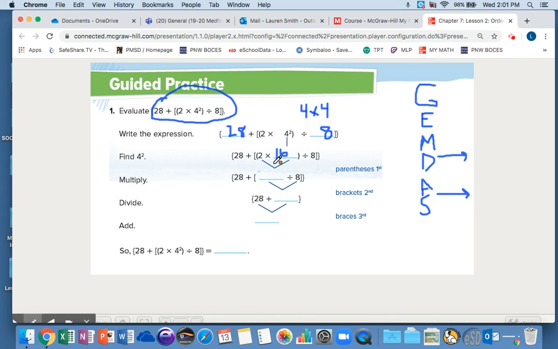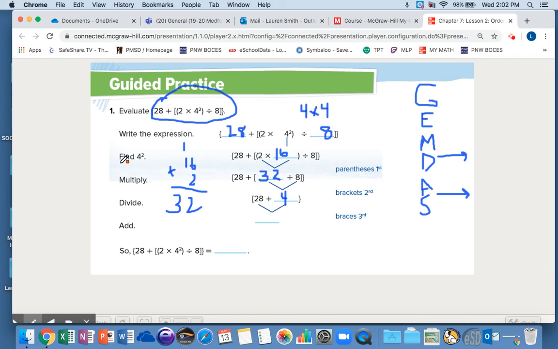So now you're going to do that first set of parentheses. So you're going to do 2 times 16. So for those of you that want to do that on the side, if you don't know it by heart, that's okay. Don't guess. Just do it on the side. 6 times 2 is 12. 2 times 1 is 2, plus 1 is 3. Good. Now you have 32 divided by 8 because you're going to do this bracket. Good. 4. And now you're going to add.